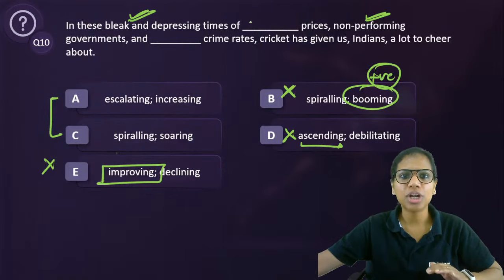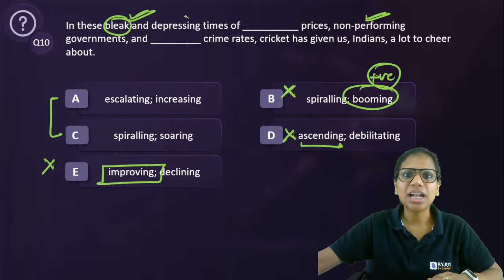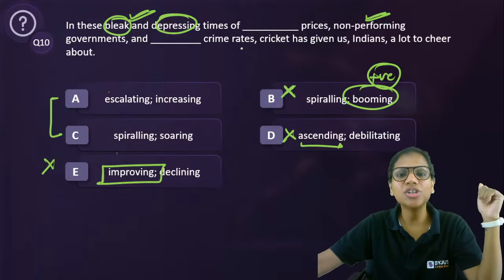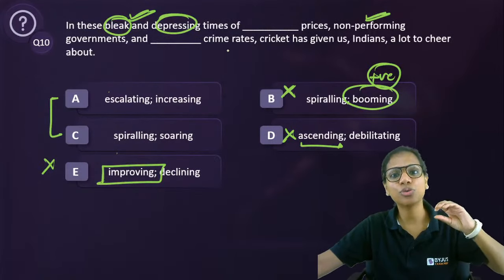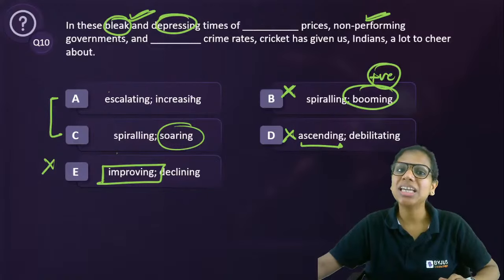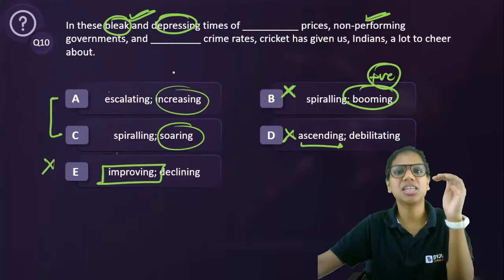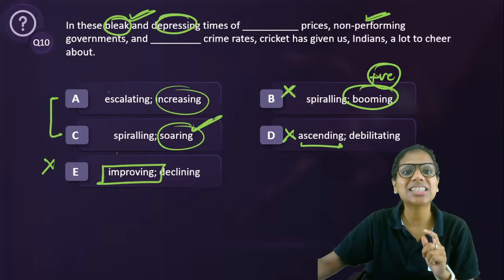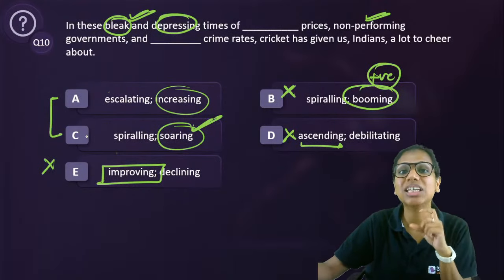But if you look at it, these are bleak and depressing times. Escalating means rising rapidly. Same is the case with spiraling, rising rapidly. So with crime rates also, I need to use a word of greater urgency, rising rapidly. Soaring is that word. Increasing just means increase हो रहा है. ये बहुत rapidly increase हो रहा है. Right? That's the difference between A and C. It's just a matter of degree.